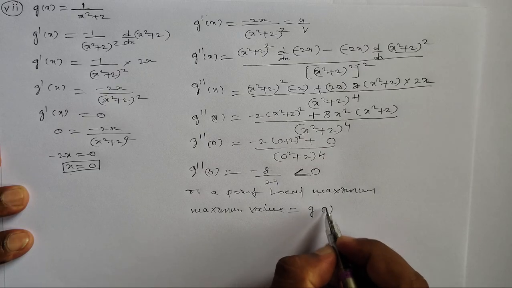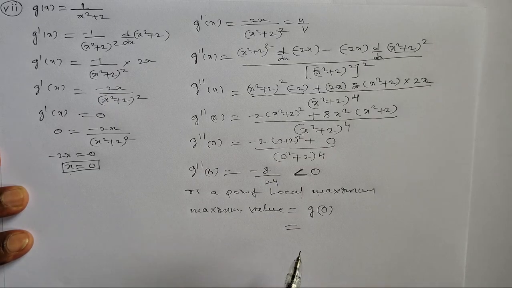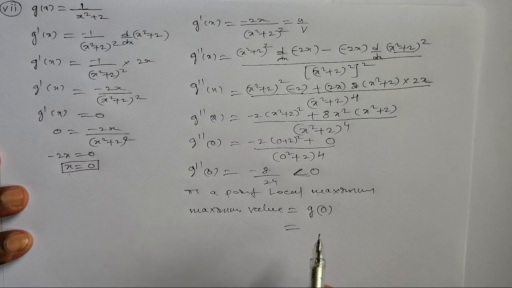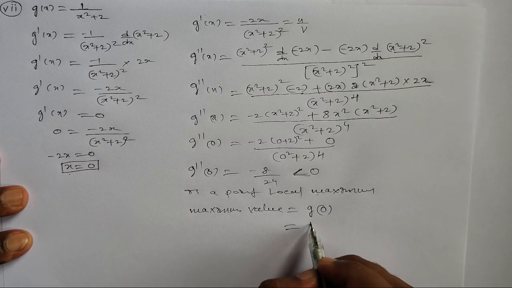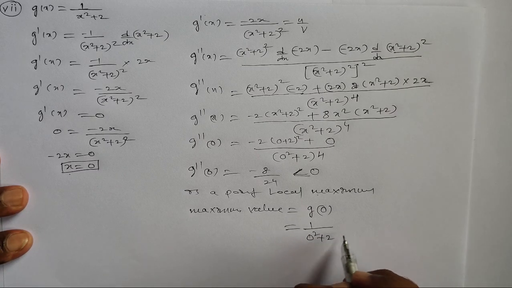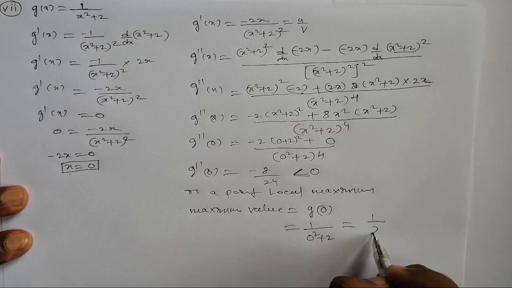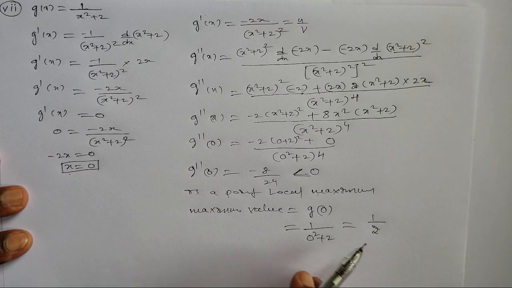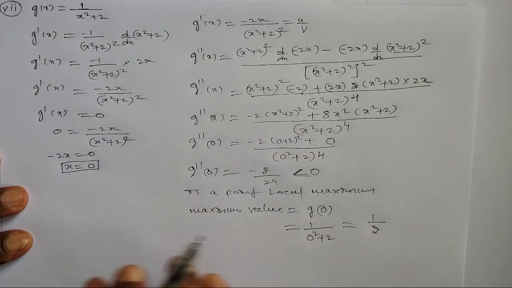The maximum value is equal to g of 0. What is g of x? g of x is equal to 1 by x square plus 2, so x square is 0, 0 plus 2 is equal to 1 by 2. The maximum value of this function is 1 by 2, right.